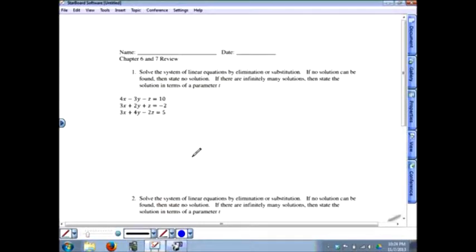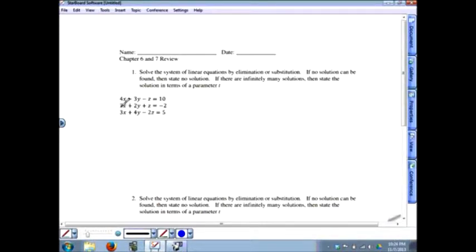Okay, exam review for Chapter 6-7. This is a system of equations. It's got three variables. It's got three equations. We need to choose a variable to eliminate. So choose two equations to eliminate a variable, and then choose two more equations to eliminate that same variable.